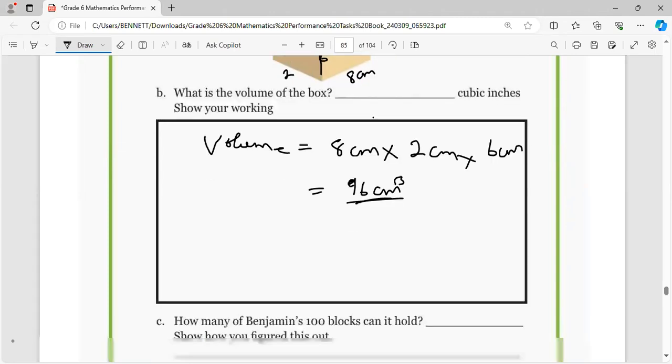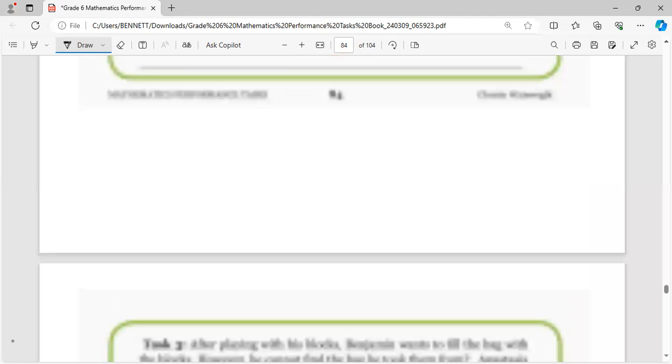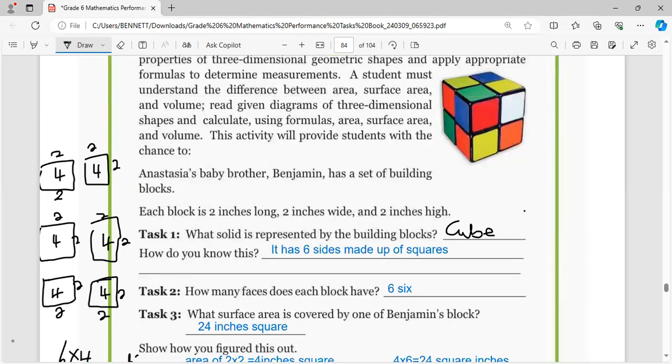And that's it. This one now says, how many of Benjamin's 100 blocks can it hold? Show how you figured this out. So basically, let's go back up to the unit there, which is 2 by 2, right? So it says how many of these 2 by 2s can the big box hold. So that is the storage area, just to make it clear for the persons who just joined. How many of these 2 by 2 can hold in the box?